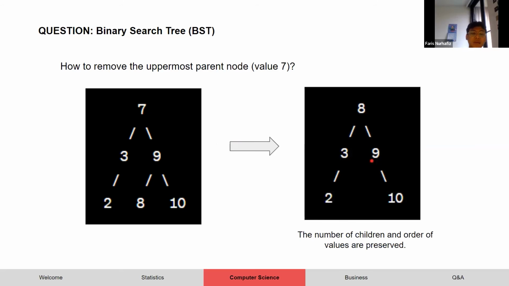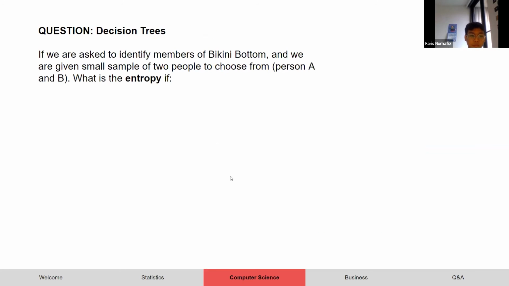And we can say that by removing node number 7, if we follow the right steps, the properties, or the composition, of the binary search tree should be preserved. So the number of children and the order of values are supposed to be preserved even after node number 7 is removed, and some nodes are removed in between.